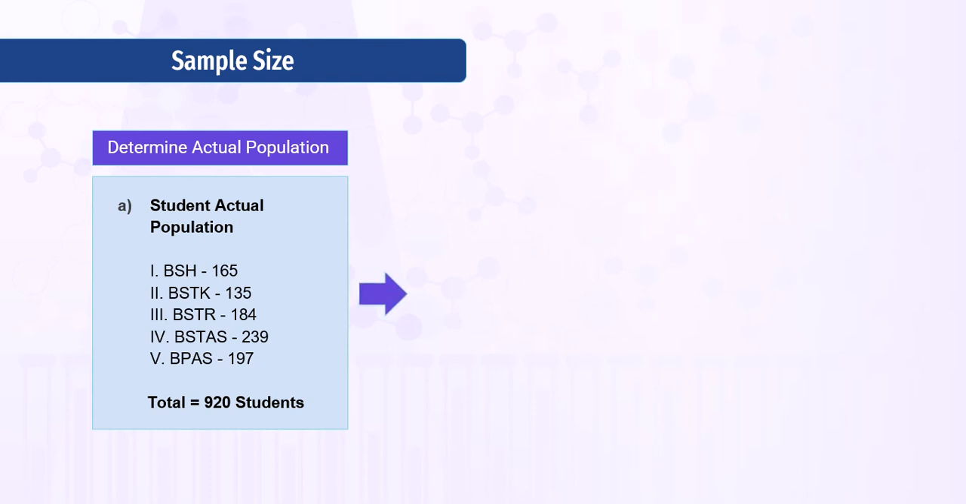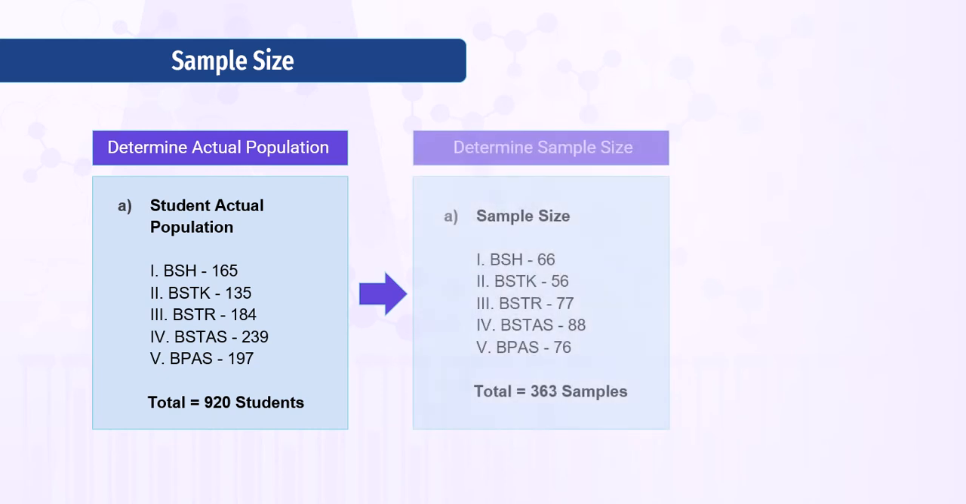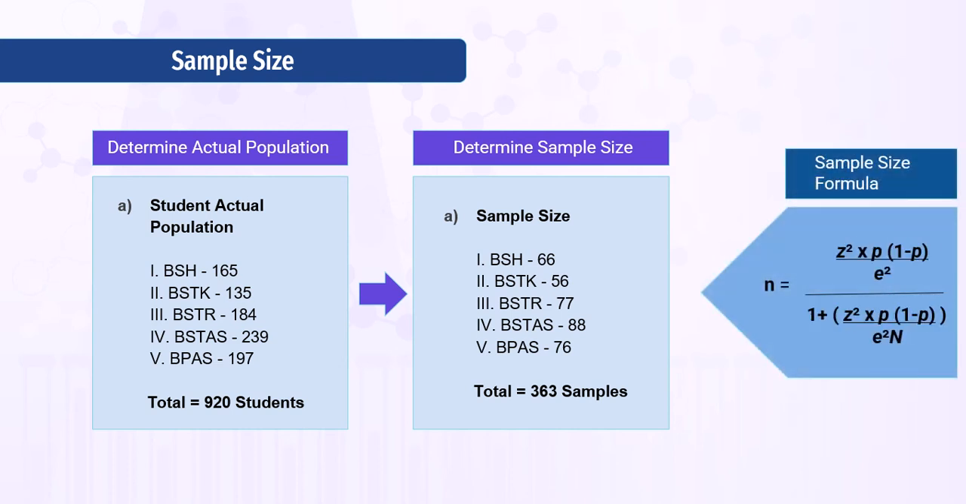So, after I calculated the sample size, the total sample for Bachelor of Forestry Science is 66, 56 samples from Bachelor of Wood Technology, 77 samples from Bachelor of Park Recreation Science, 88 samples from Bachelor of Environmental Science and Technology, and 76 samples from Bachelor of Environmental Management. Therefore, the total sample required is about 363 samples. And this is the sample size formula that has been used to calculate the sample size.